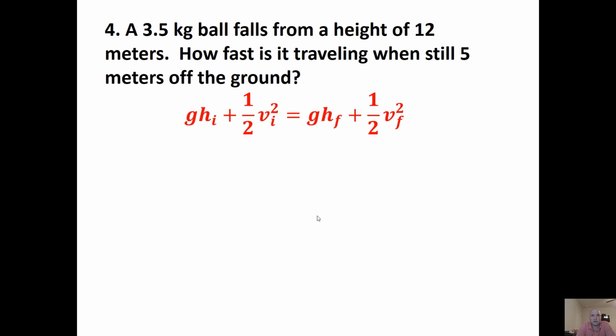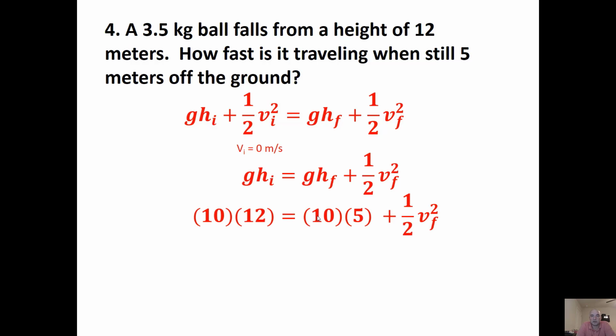For this one right here, they're not asking for potential or kinetic anywhere, so we can break it all the way down. We can divide out our masses, and we can get this equation. We can break it down even further because initial velocity was 0. Then we start plugging in numbers.